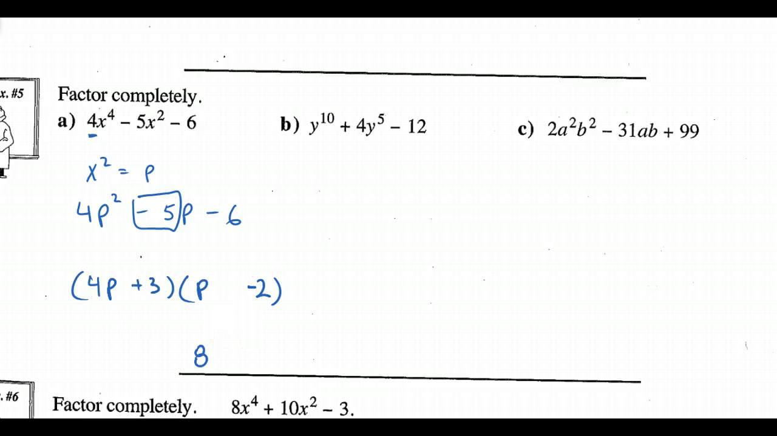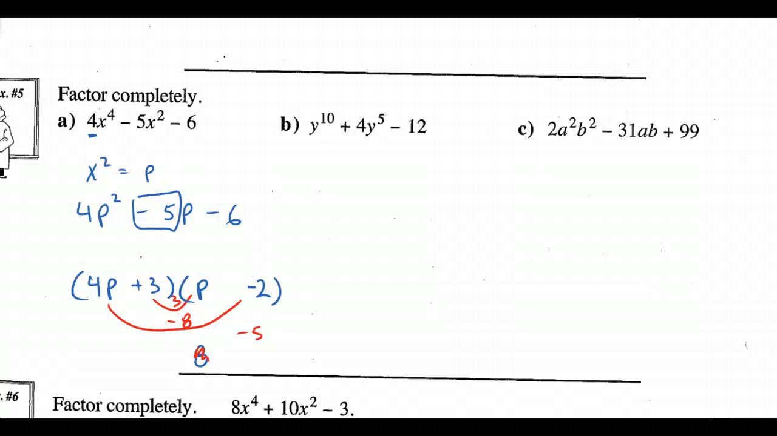So let's check that out, see if it works. Okay, 4 times negative 2 is negative 8, and 3 times p is 3, so negative 8 plus 3 is negative 5. And then finally, again, you have to substitute back the x squared right there, and that is your final answer. Okay, so go ahead and try these guys. They're just a little bit harder.